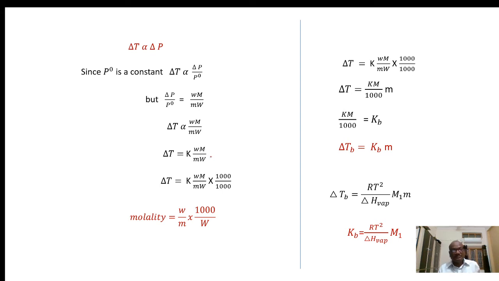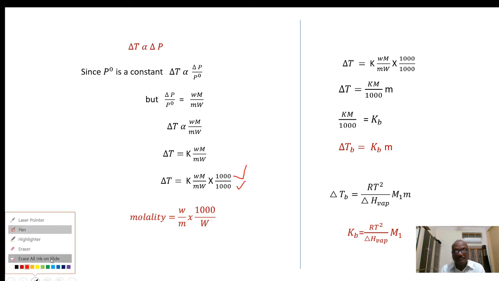Now we want to introduce the term of molality in this. In order to introduce the term of molality, we are dividing this equation by 1000 and multiplying by 1000. What is the definition of molality? It is the number of moles of solute dissolved in 1 kilogram of solvent. The formula is small w by small m into 1000 by capital W.